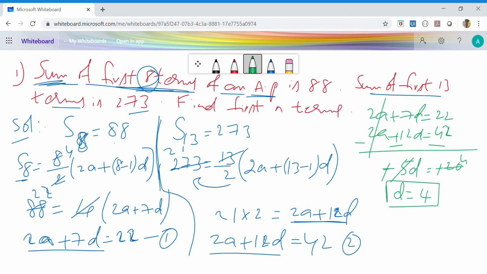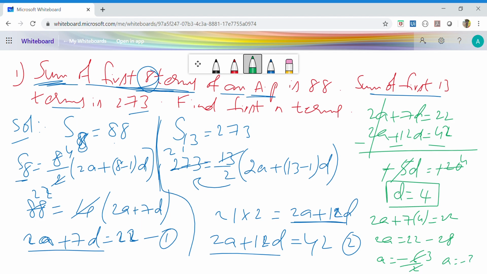After getting d, you have to find the a value also. For the a value, you can take any one of the equations. 2a plus 7 into 4 is equal to 22. 2a is equal to 22 minus 28. So a is equal to, transposing, minus 6 by 2, 3. a is equal to minus 3.